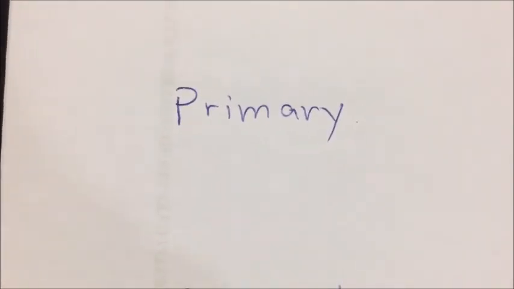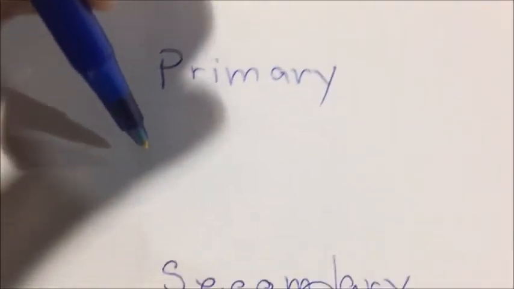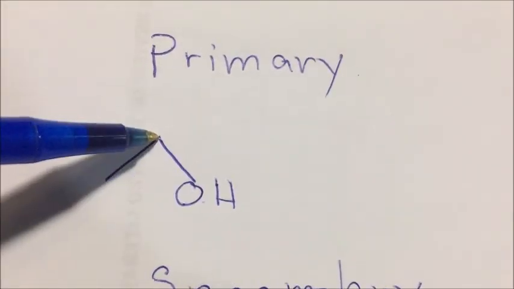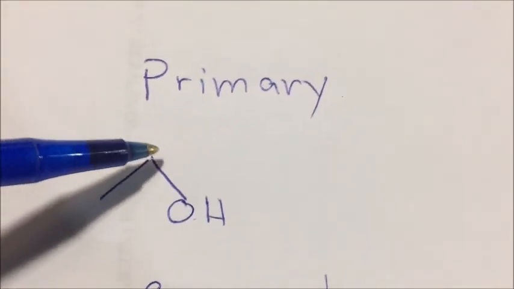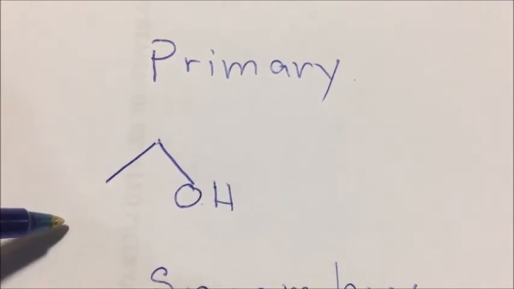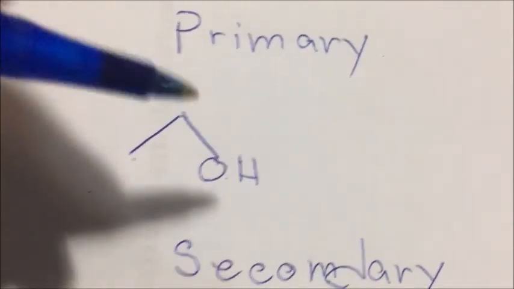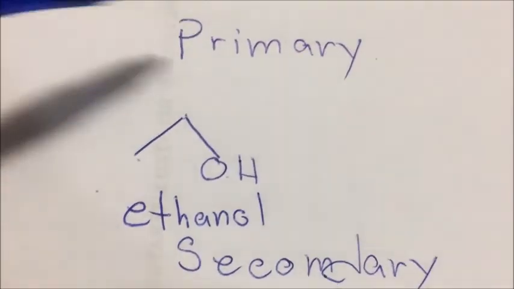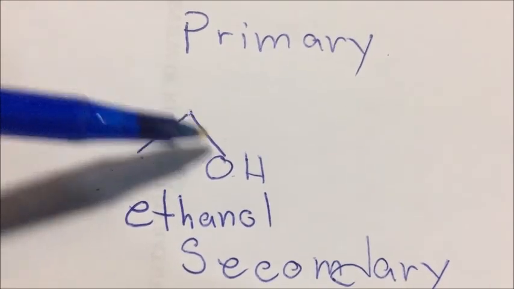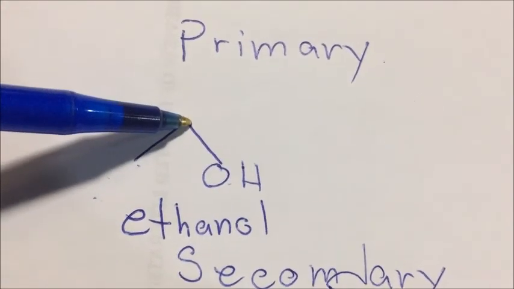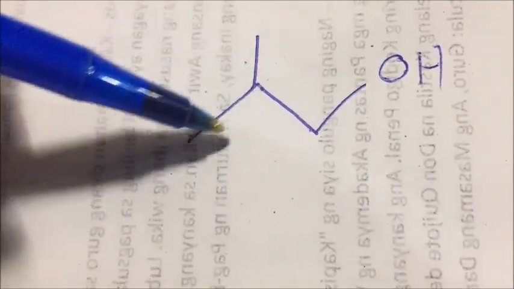Now here are some examples of primary alcohols. We have this. This OH is connected to one carbon atom, and this carbon atom is connected to another carbon atom. This is called ethanol. You'll start to see the pattern. Why? Ethane, and now it's connected to the first carbon atom because we counted from here. So ethanol.